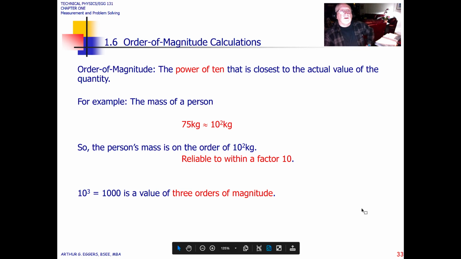When we come back, we'll look at orders of magnitude. And looking at this, we get a sense of looking at values and solutions and getting a gut feel based on the powers of 10.